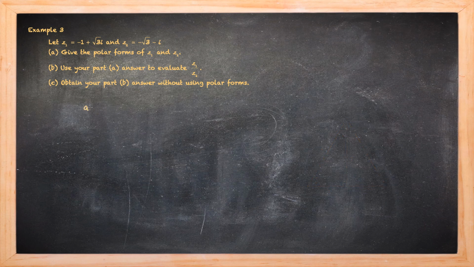So let's look at part A. We're asked first of all to find the polar form of two complex numbers. First one is -1 plus root 3 i. And let's try and locate that on the Argand diagram. So 1 to the left and root 3 up.